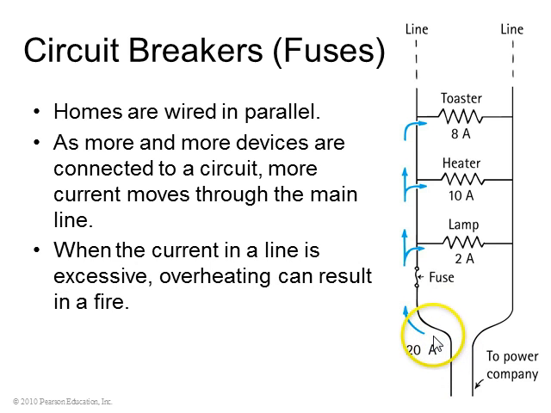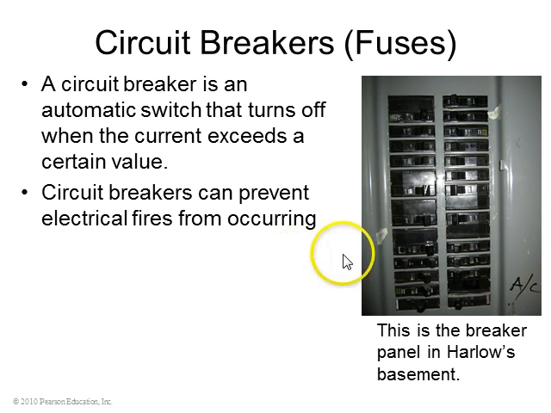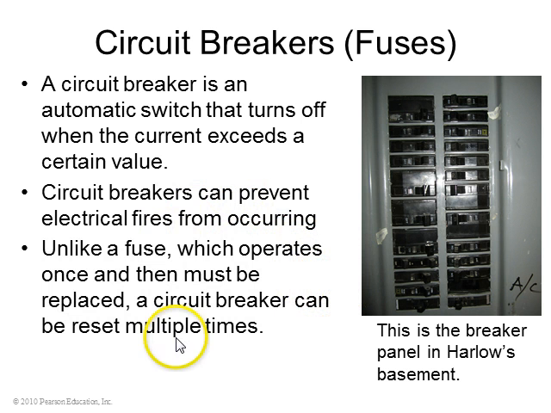When the current through a line is excessive, overheating can result in a fire, which is why we have circuit breakers. A circuit breaker is an automatic switch that turns off when the current exceeds a certain value. And this can prevent fires from occurring. Unlike a fuse, which burns out once it operates, a circuit breaker can be reset multiple times. So here's a bunch of switches in the basement of my house, each one set to flip off if the current through the line exceeds a certain amount.